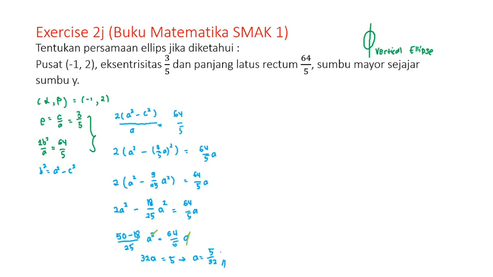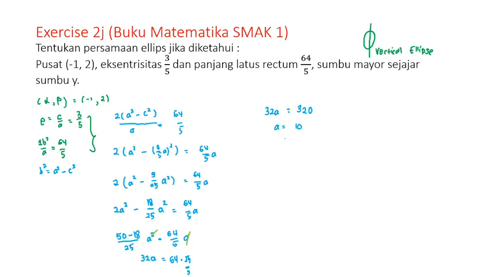I think I made a mistake. Wait. Yeah, I found it. So here I'm not multiplying with the 64 yet. Then I have 32a multiply 64 and then 25 over 5. You have 32a equals 320, so a equals 10.